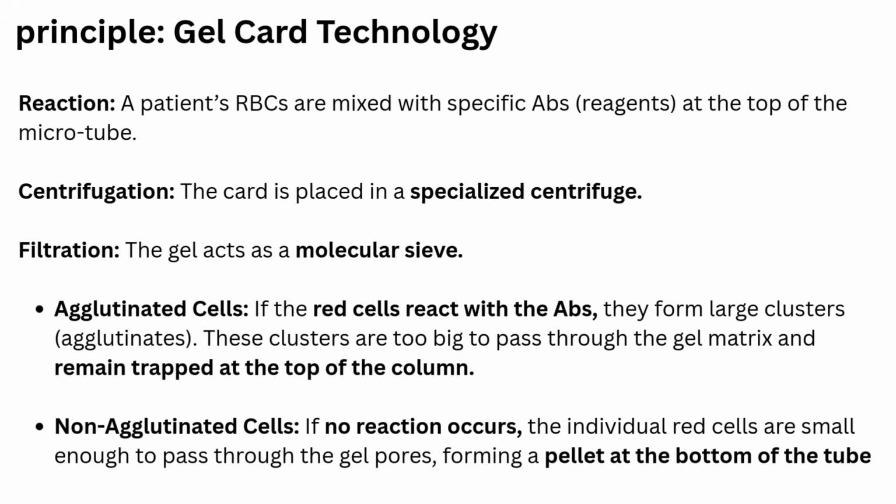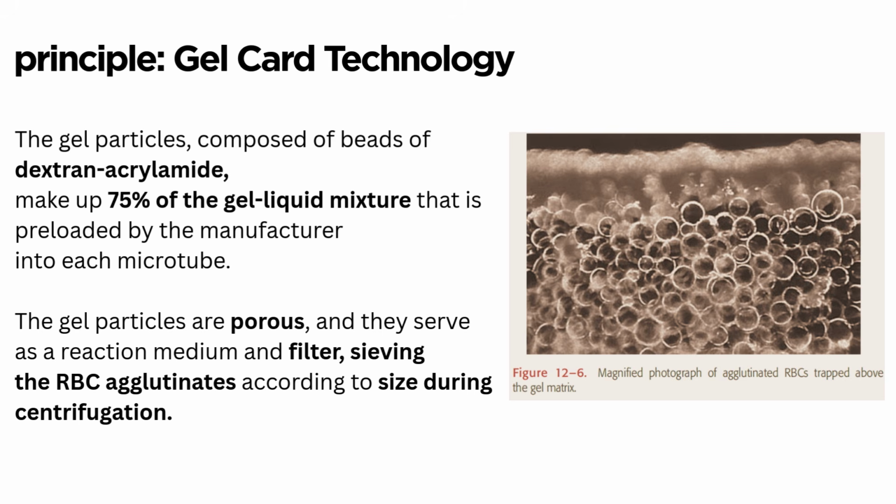So conversely, if there is no reaction, the individual RBCs are small enough to pass through the gel pores, forming a pellet at the bottom of the tube. So this differentiation is key to understanding the results of the test. So guys, understanding these steps gives us insight into how gel card technology works and highlights its significance in providing accurate and efficient diagnostic results.